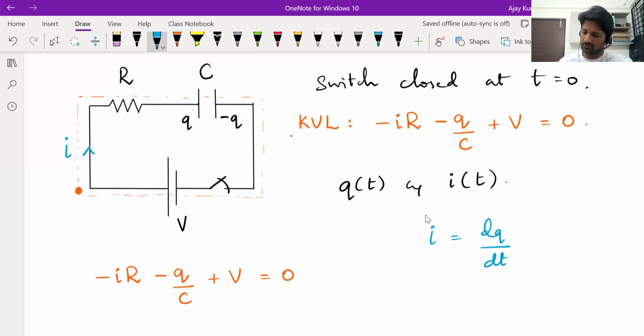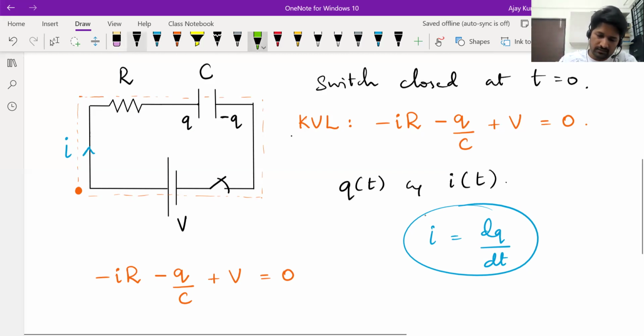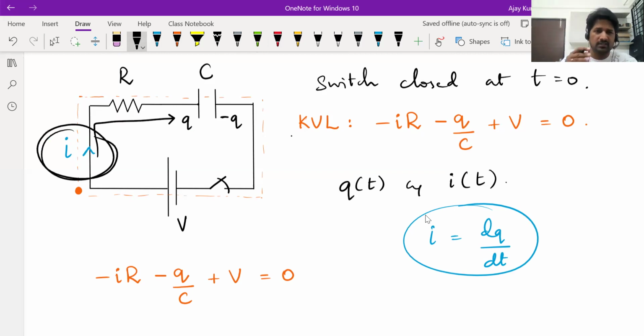See, I is equal to dq by dt is the definition of current. That's fine. But here Q means charge on the capacitor plate, and I is the current in that wire. But since the wire is directly connected to this plate of the capacitor, I here, which is basically the rate of flow of charge, will be equal to the rate of change of this charge Q, because all the current is directly sending charge to that plate itself.